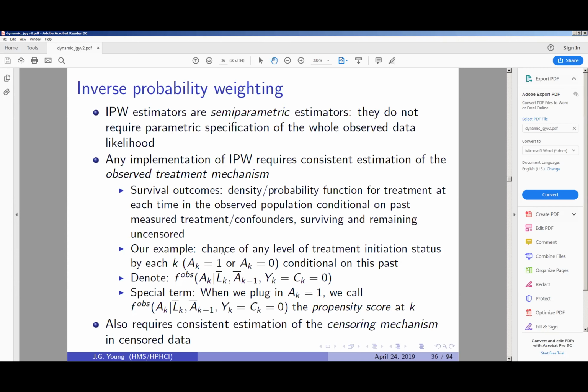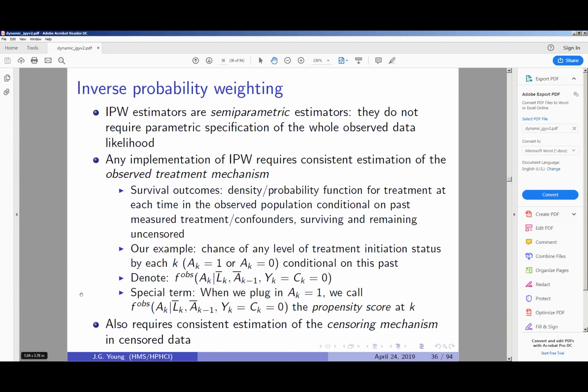So in our example, the chance of any level of treatment initiation status by each K, there's only 2 levels, 1 or 0. So what we're talking about is the observed chance of having either a 1 or a 0 at each time K, conditional on your measured past L's, past A's, and surviving and remaining uncensored to K. So we denote it with this f_obs here to denote that it refers to the treatment mechanism, or at least the distribution of treatment given the measured past in the observed world, not in any counterfactual world.